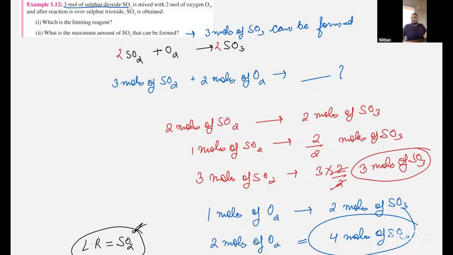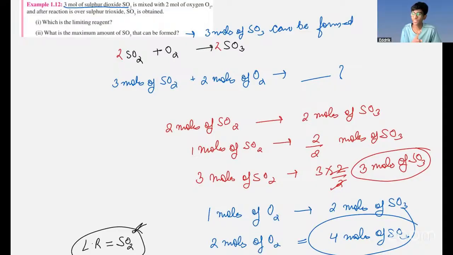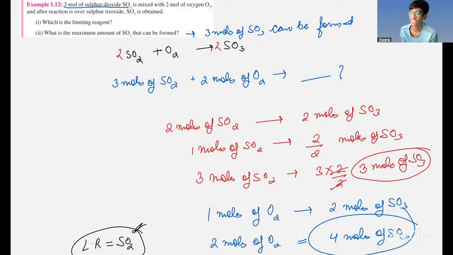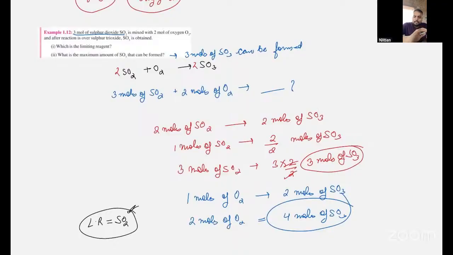Like if I ask, if you have 4 buns and 6 patties, what is the minimum amount of burgers you can make? Two burgers. And maximum? No, maximum is three and minimum is two. Did you understand? Write it down now. We'll do some more questions. Did you understand? You got the concept now, limiting reagent.